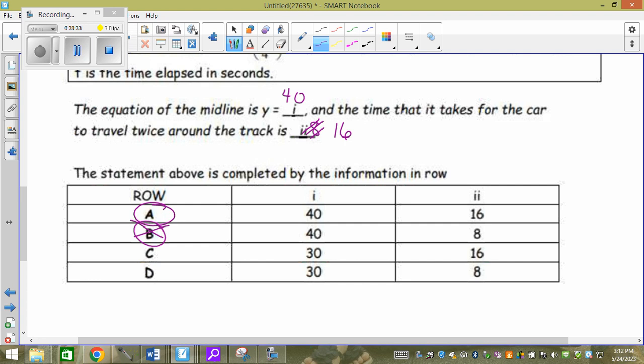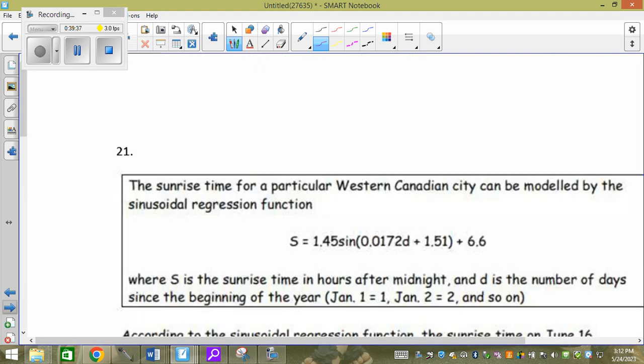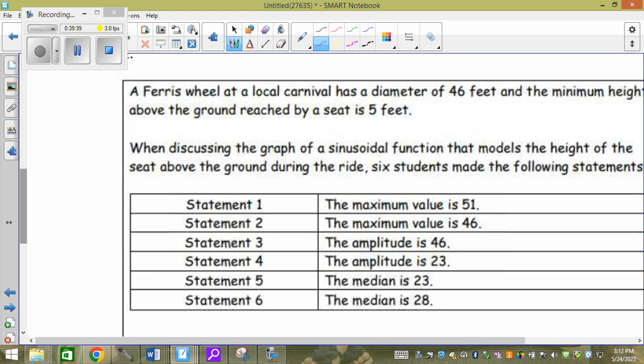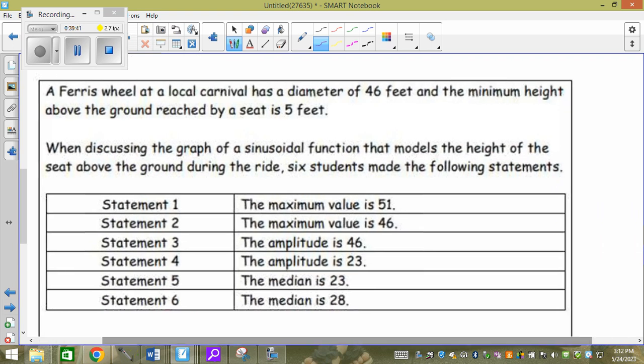Okay, we're going to skip 21 for a second here. We're going to go to 22. 22, a Ferris wheel at a local carnival has a diameter of 46 feet. That's the same as a radius of what? If it's a diameter of 46, what's the radius? 23. What's the radius another word for? Amplitude of 23.